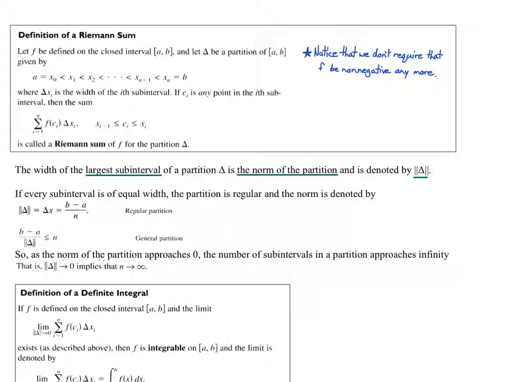So, as the norm of the partition approaches 0, the number of subintervals in a partition approaches infinity. As the width of your rectangle approaches 0, this implies that n is approaching infinity. Again, I want you to see, in a formal setting, some of the things that we've already worked with here. This is nothing new, just some new notation and terminology to describe it.